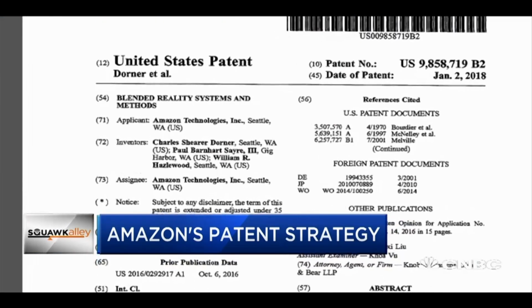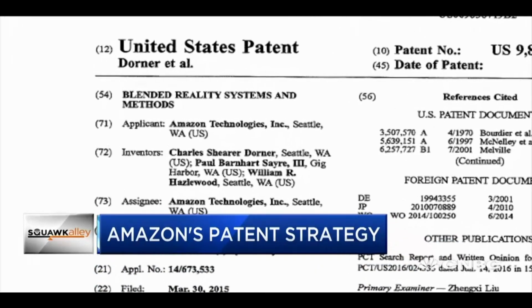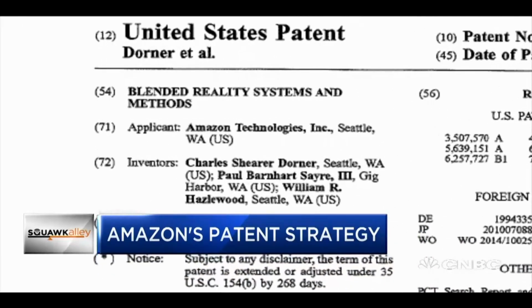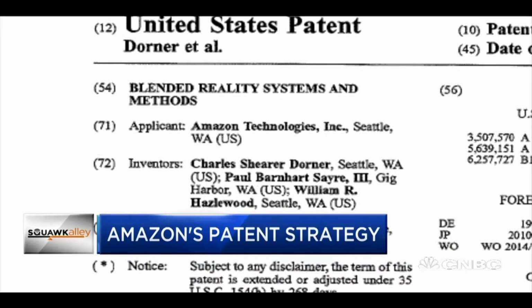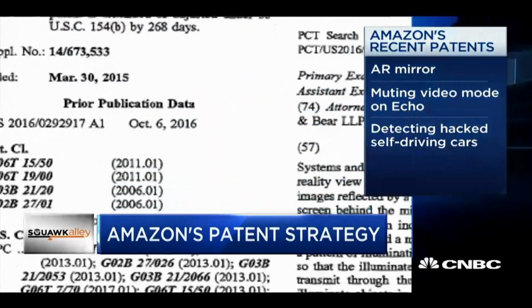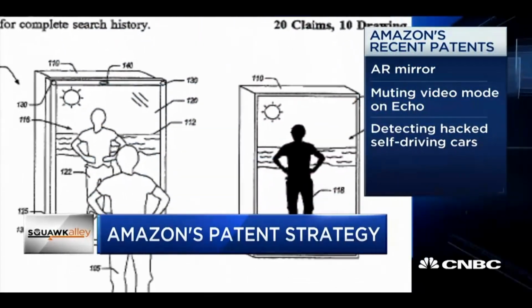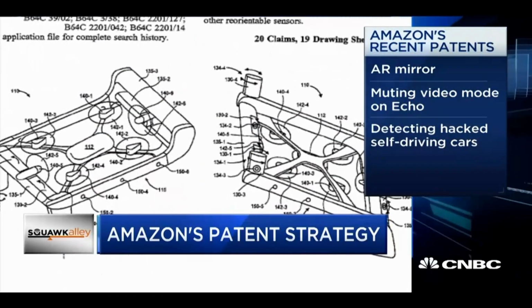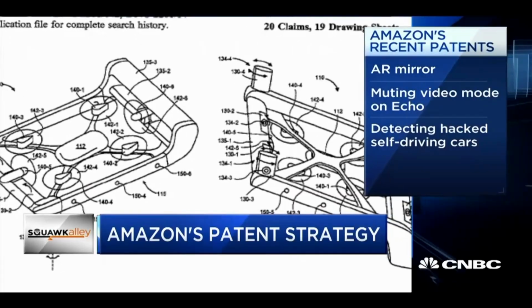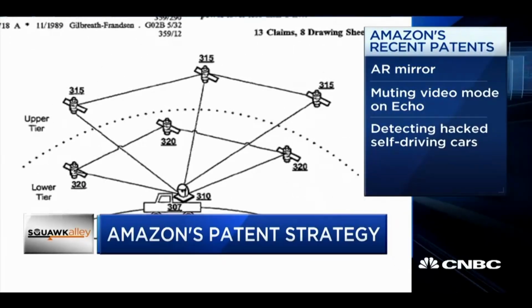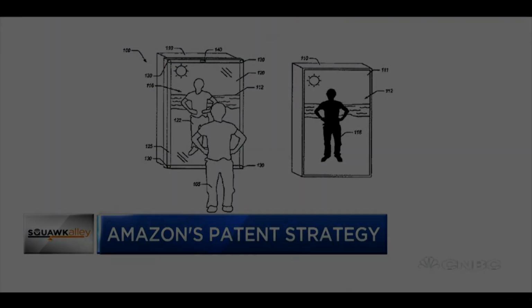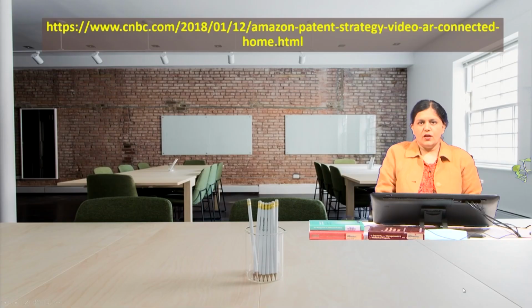Now, with the help of MCAM, an analytics firm that measures companies' IP, we found some ideas that could be straight out of Black Mirror, like an augmented reality mirror, technology that would mute the Echo's video mode by pixelating the image, and tech that would detect hacked self-driving cars. Now, the smart mirror would let users try on virtual.